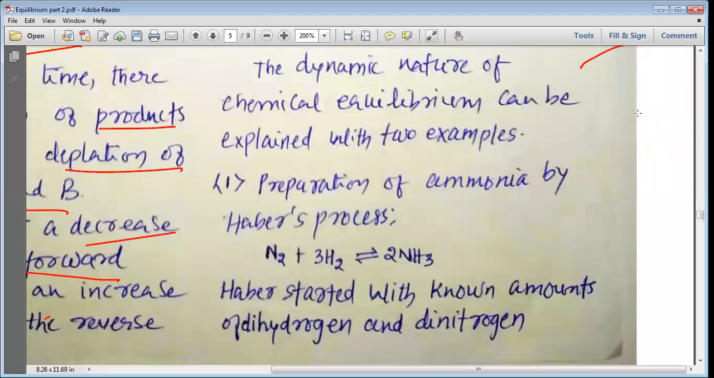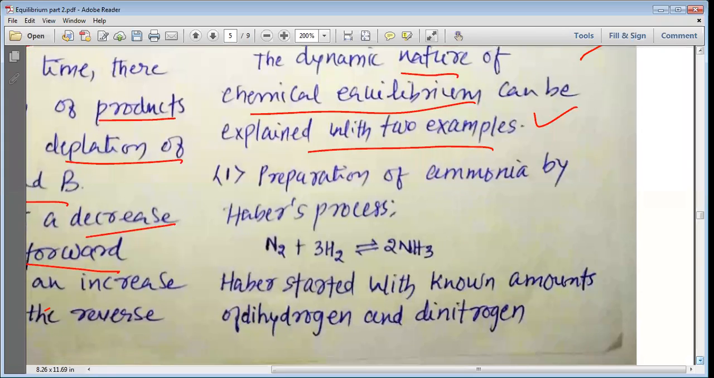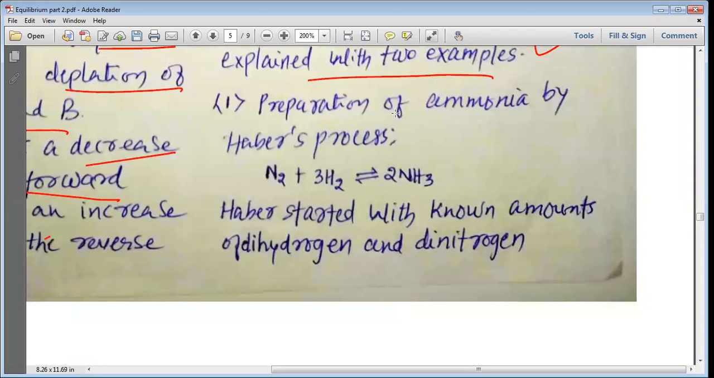So we want to study the dynamic nature of equilibrium, and for that we are going to use two examples. It is very important for you, my dear students, that you understand these examples, and they are going to be very interesting even. Let us move and understand the various examples. Preparation of ammonia by Haber's process.